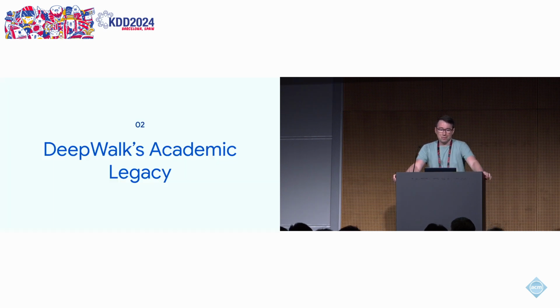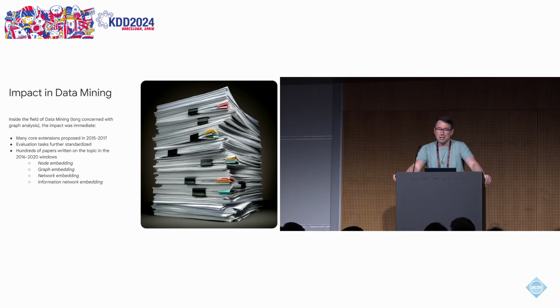I think it goes from there to talk about the academic legacy, so the impact in data mining. I was going to try and print out every paper that cited it and make a pile. I quickly decided that it was a better idea to generate a pile of pictures, save the planet. There were so many extensions proposed in 2015 to 2017. We had evaluation tasks that were standardized as people figured out how to judge these methods better. Hundreds of papers were written on this topic in the 2016 to 2020 window, using keywords like node embedding, network embedding, graph embedding, information network embedding. These are, I would say, the direct descendants of DeepWalk, and there's just so much.